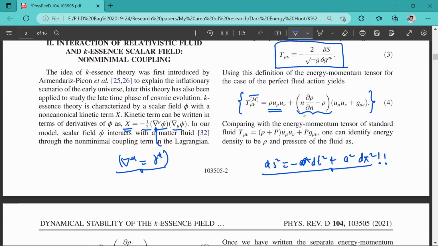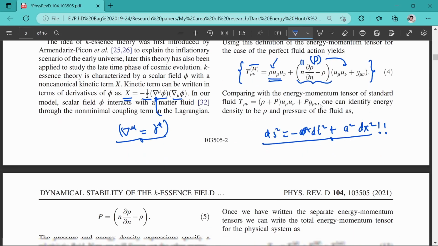So usually, if you take any standard fluid, you will see this part and this part multiplying with this part. If you compare with this, you can say that this part is the pure density term and this part is the pressure defined for this relativistic fluid. Okay, so P is always equal to n d rho by dn minus rho. I hope it is clear.